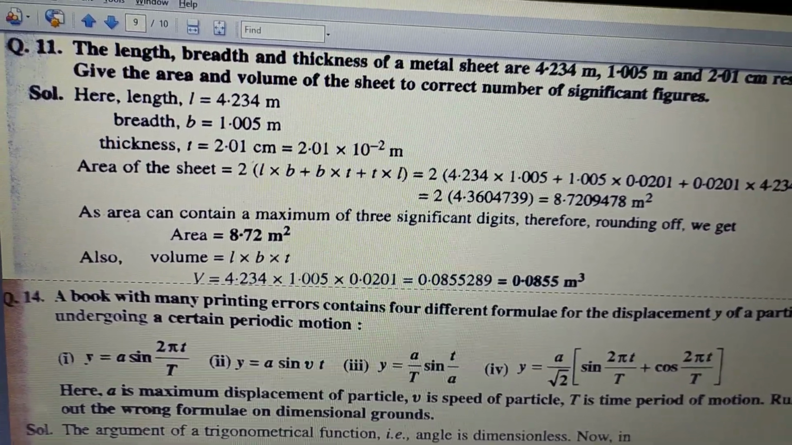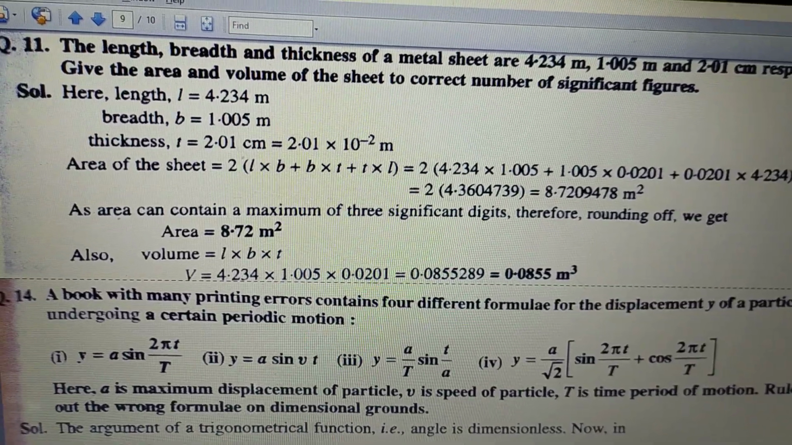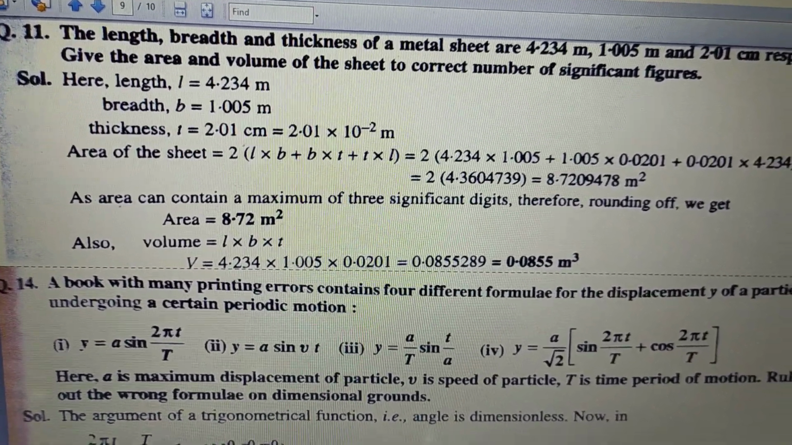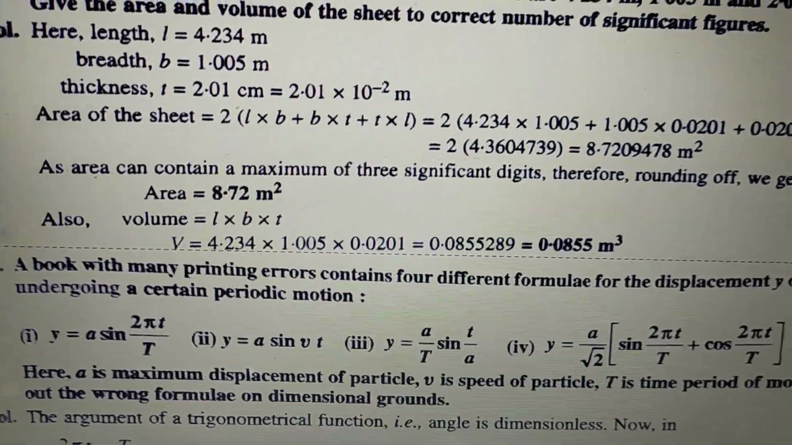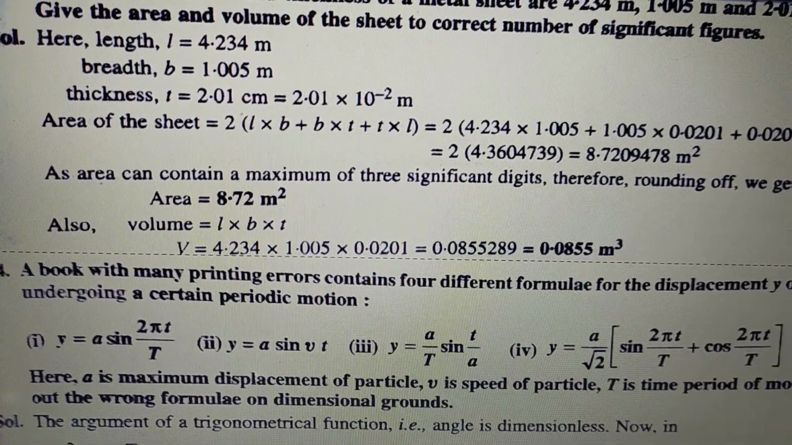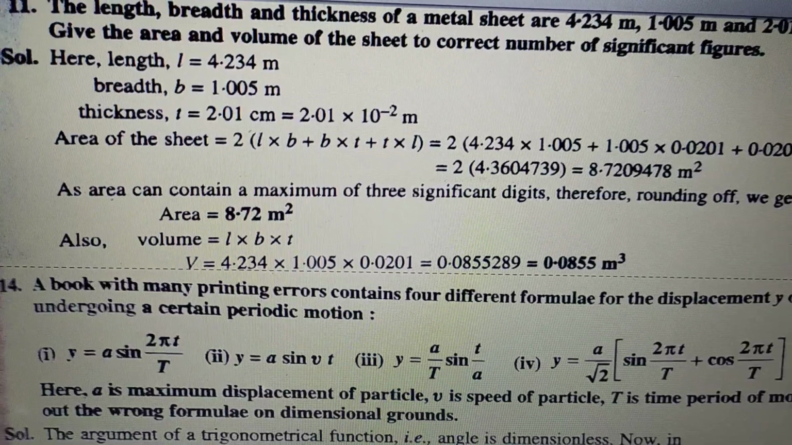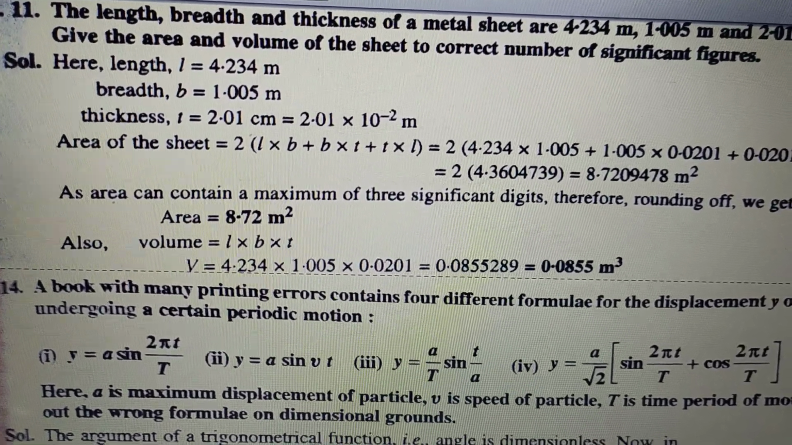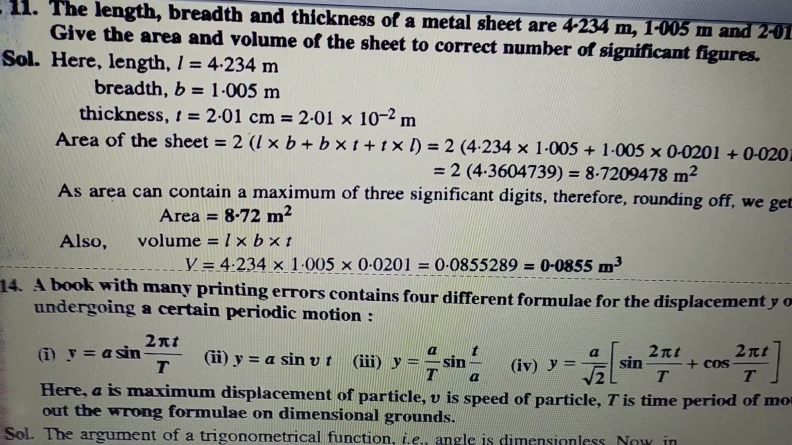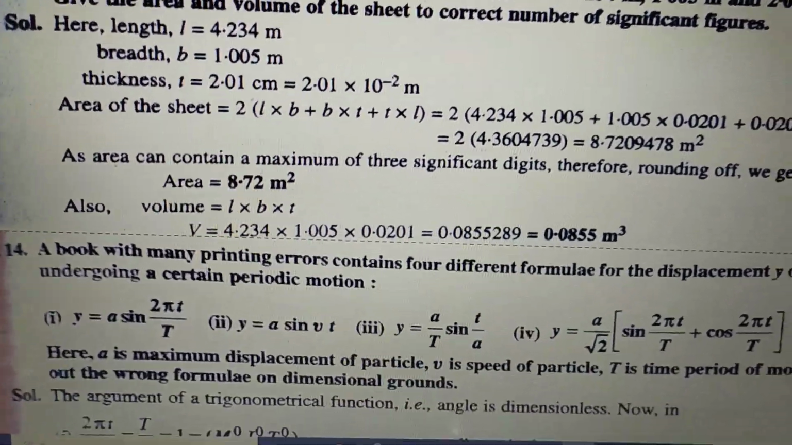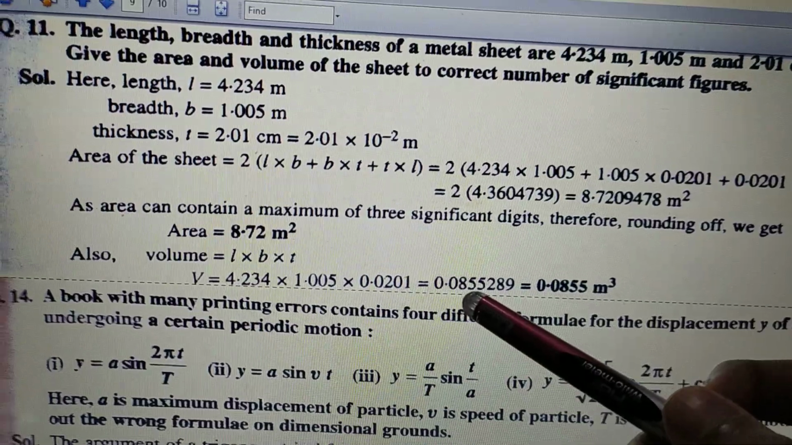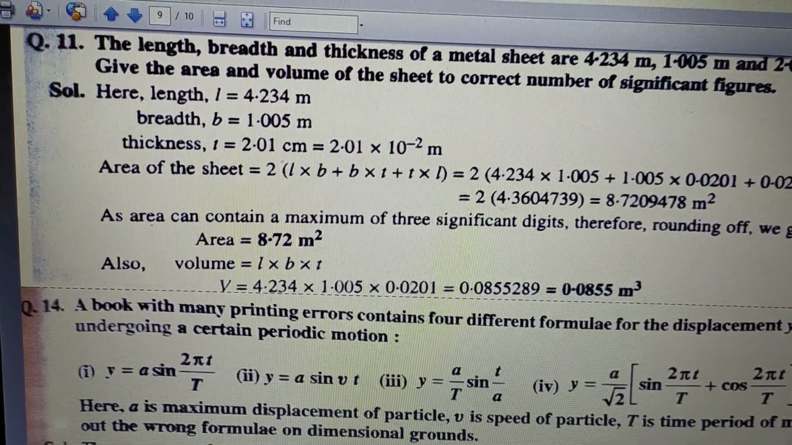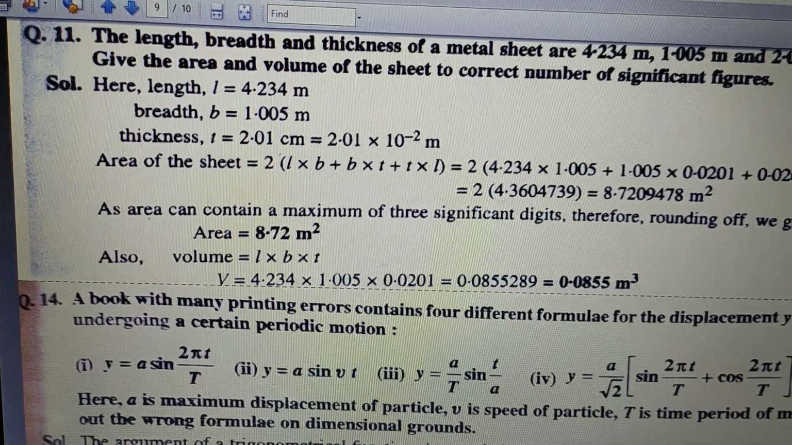Okay, now we can find the volume. The formula for volume is length into breadth into height, and here height is thickness. So we can simply put in all the values and find the result. How many significant digits will we have? The result is 8.0855289. And how many significant digits should we have? We should have 3 significant digits.